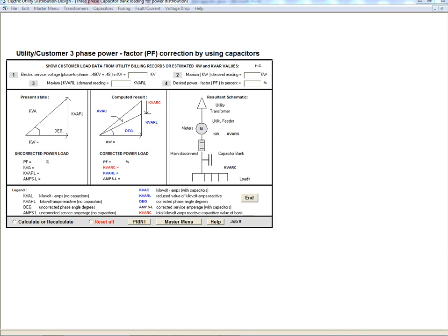Okay, here is the actual program up on the screen right now, what we're going to use to do the same calculations that we just did by hand. I'm going to just demonstrate it real quick and give you some key points.